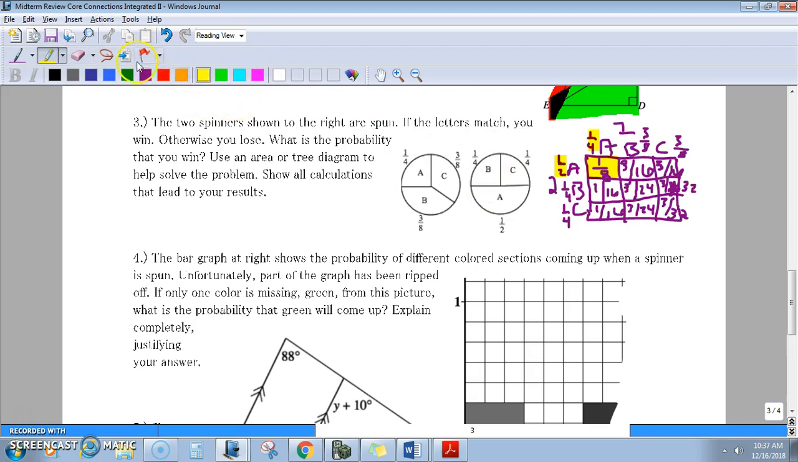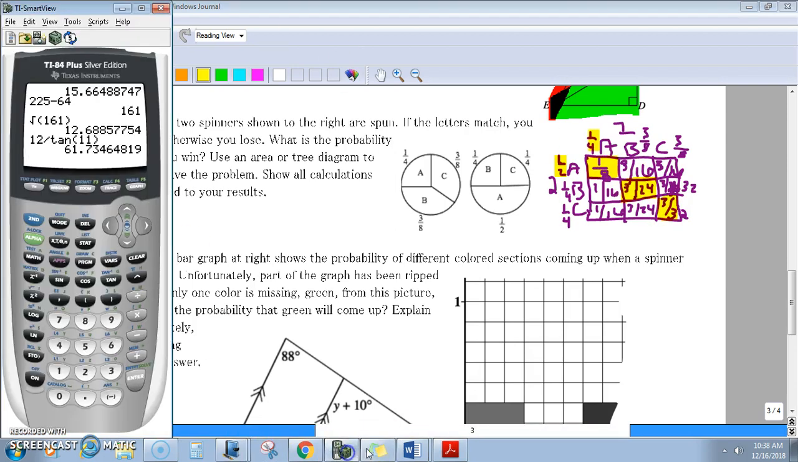So what are we trying to find? What we're trying to find was the probability that you win. And how do you win? If the letters match. So if they're AA and BB and CC, that is going to be the probability that I win. So you can just add those up together.